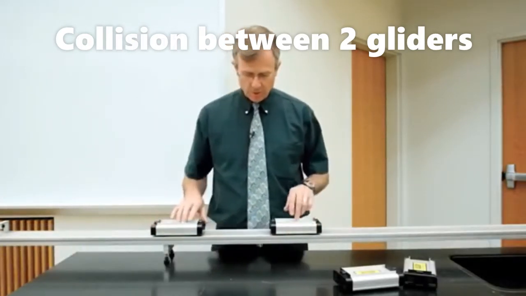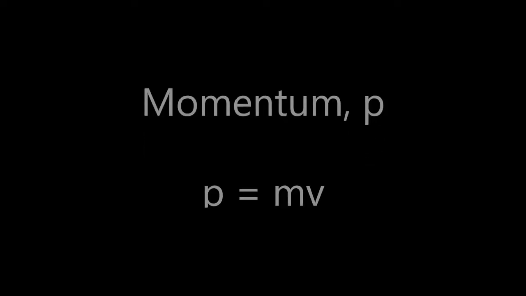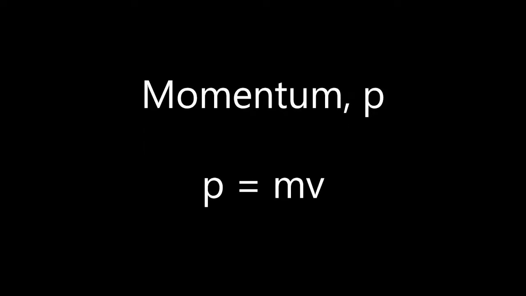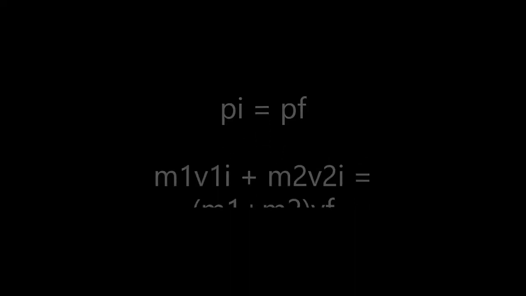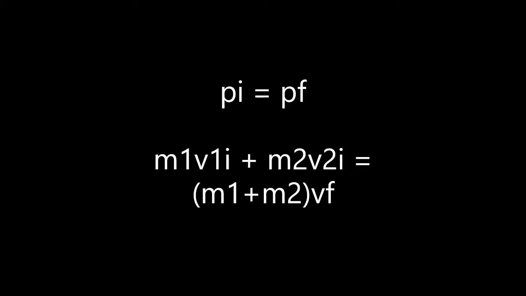The equation of momentum is given by P is equal to m multiplied by v. In this case, for conservation of momentum, the initial momentum is equal to the final momentum. P initial is equal to P final. If we take a look at the equation, P initial, or initial momentum, is at the left side of the equation and P final, or final momentum, is at the right side of the equation.